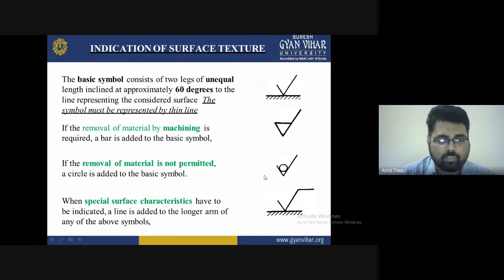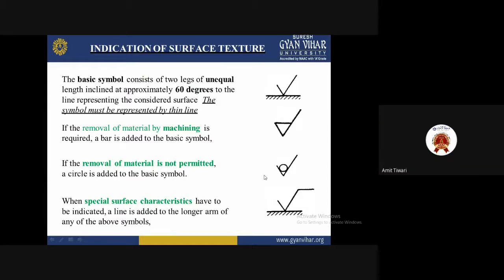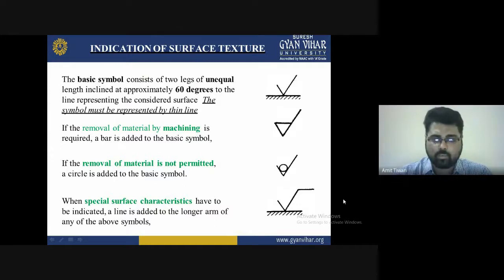Third, when special surface characteristics have to be indicated, a line is added to the longer arm of any of the above symbols. So when you are indicating surface texture in a machining operation, keep in mind that this particular symbol represents an area where material is removed by machining, and this particular symbol represents that the removal of material is not permitted. These are the symbols we use to indicate the surface structure.